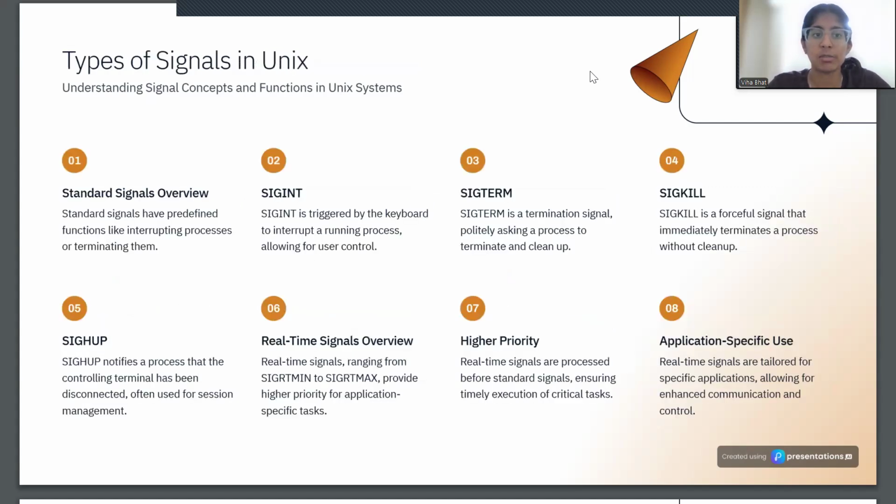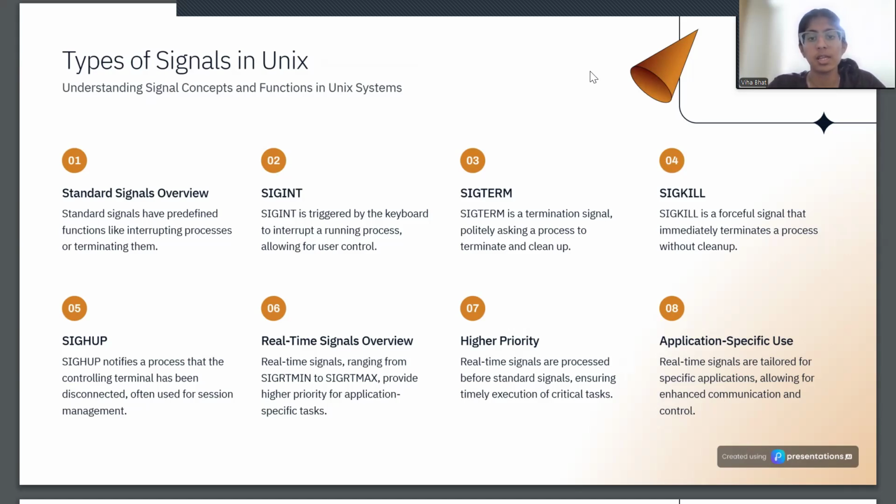Next, we're going to look at the types of signals in Unix. The first is the standard signals overview. Standard signals have predefined functions like interrupting processes and terminating them. Next is SIGINT. SIGINT is triggered by the keyboard to interrupt a running process, allowing for user control.